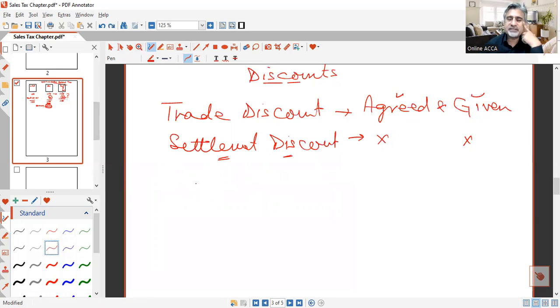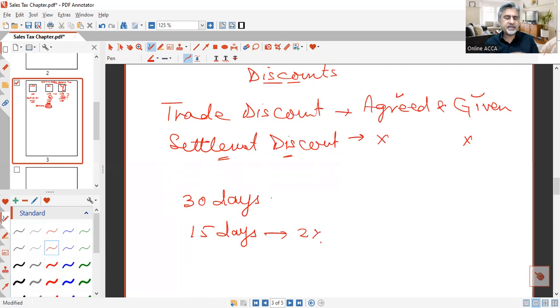So for example, our standard terms is 30 days credit, okay? But I tell you that if you pay me within 15 days, I will give you 2% extra discount. This is just to attract the payments earlier. Normally, we are giving you 30 days credit. But because I want money quickly or urgently, sometimes I say that, okay, if you come and pay me money within 15 days, I will give you additional 2%.